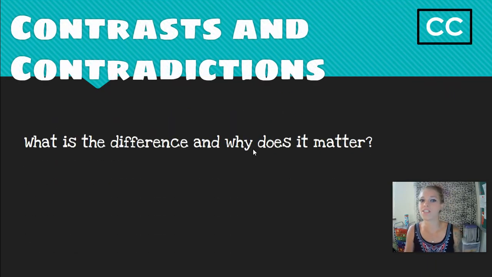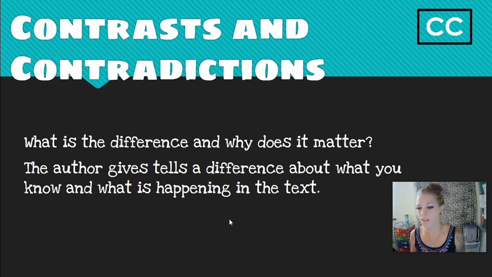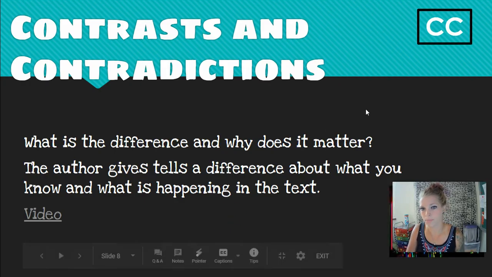Our next one is contrast and contradictions. What is the difference and why does it matter? The author tells the difference about what you know and what is happening in the text. So what is the reasoning behind that contradiction? Why are we confused? But why does it also matter? That one's kind of straightforward.